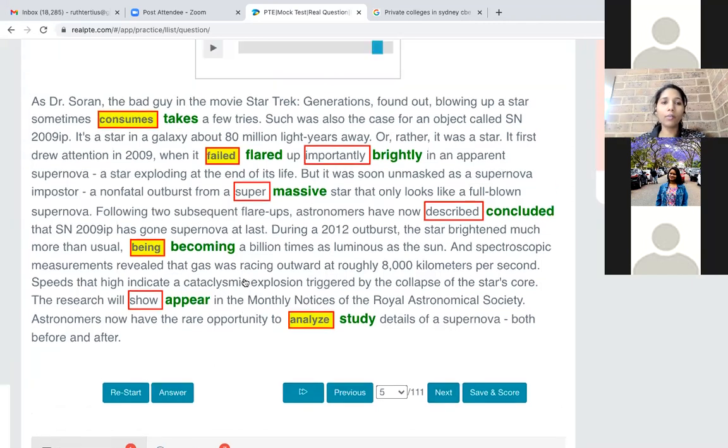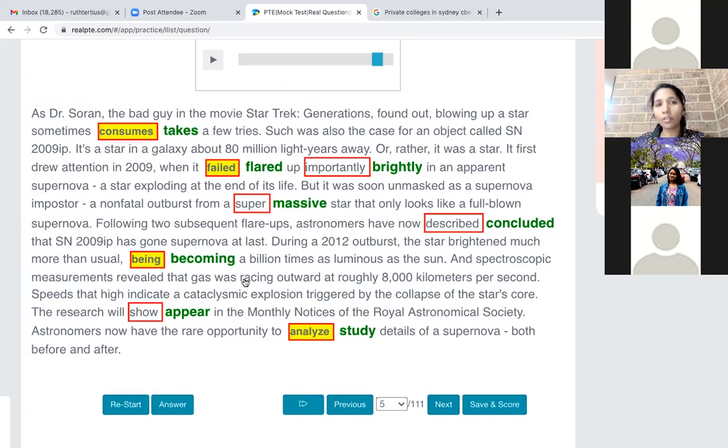I'll play the audio. I want you to make note in your book about the words that you want to highlight, and then we'll discuss it after the audio ends. Ready? At the count of three. One, two, three, and go.